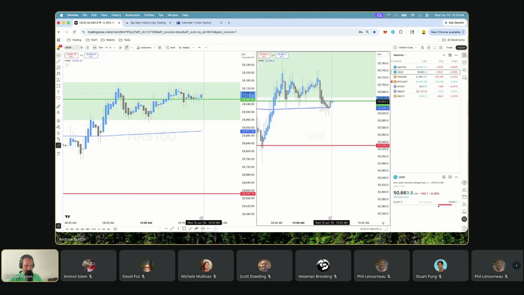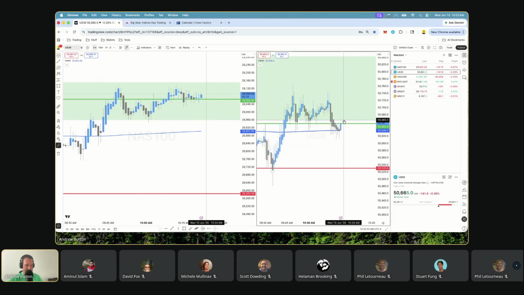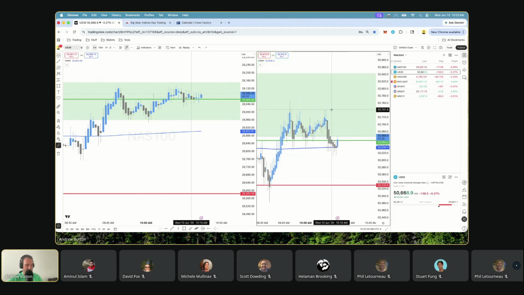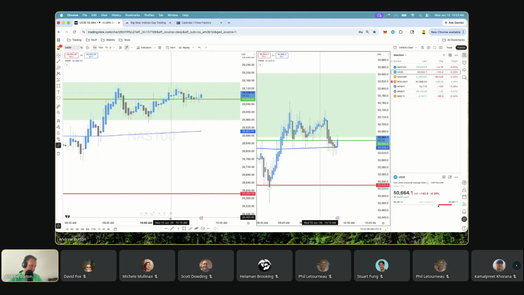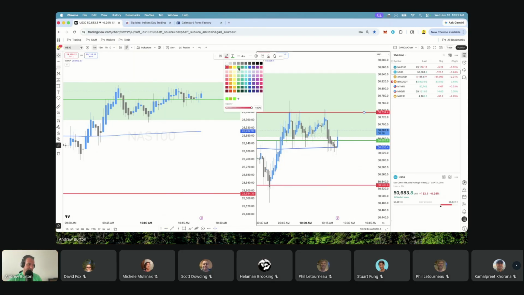You can see what it's doing, right? It's not giving us an entry model. And here's the thing: if we get a body open above here, okay, so I'm going to put a line there, because that would actually be a trade that we could take. Is if a body opens above here, but are we going to get that?